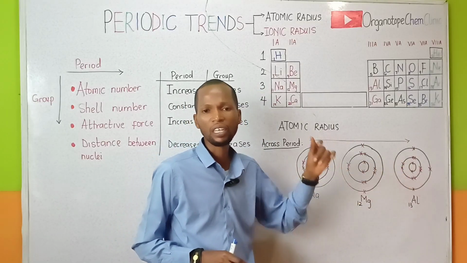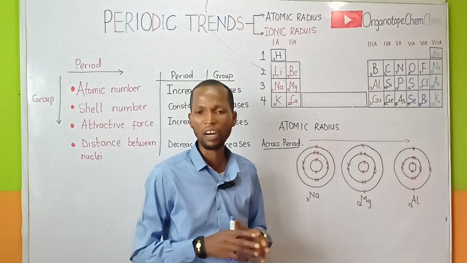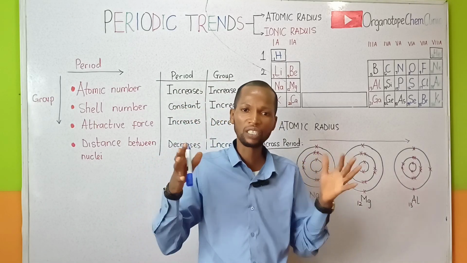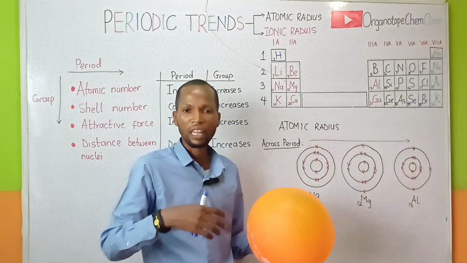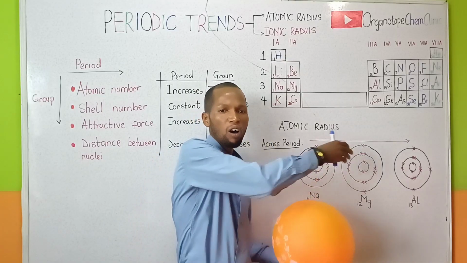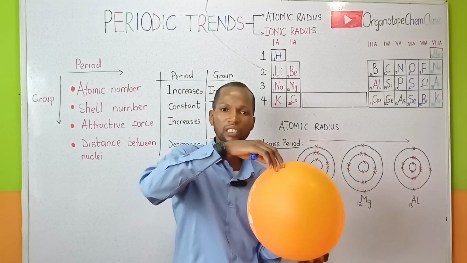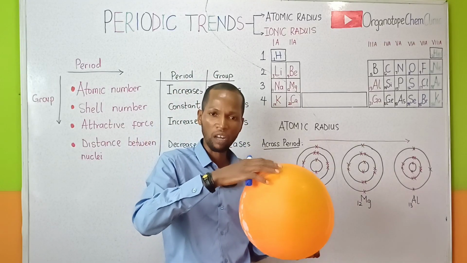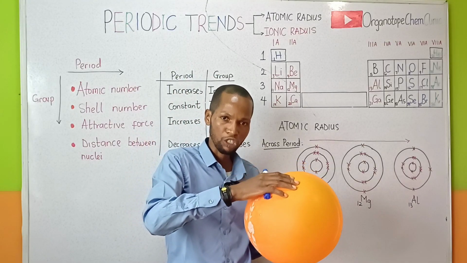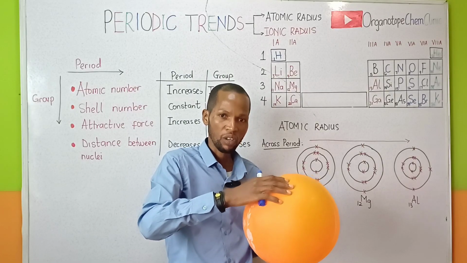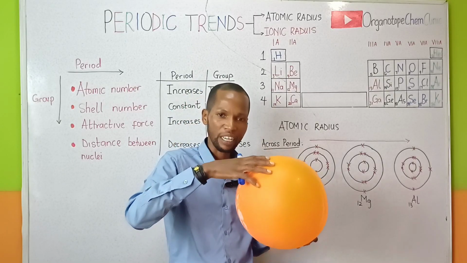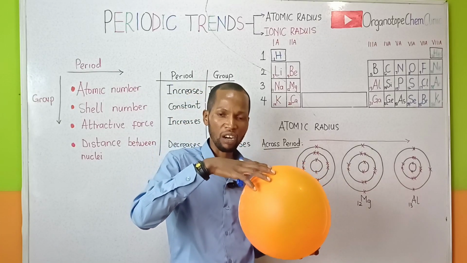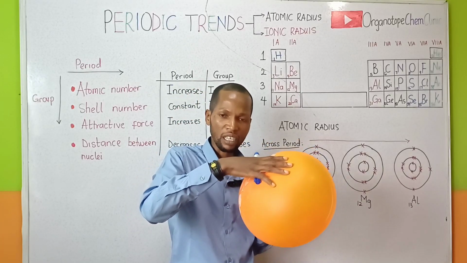Across the period, the number of electrons in the outermost shell tends to increase, thereby causing the electron cloud to shrink, just like we have in the case of a balloon. Let's assume that the outermost shell of this element is the outer surface of the balloon right here. When we have 1 electron on the surface, it shrinks slightly. When we have 2 electrons on it, it shrinks further. When we have 3 electrons on that same shell, it shrinks further.